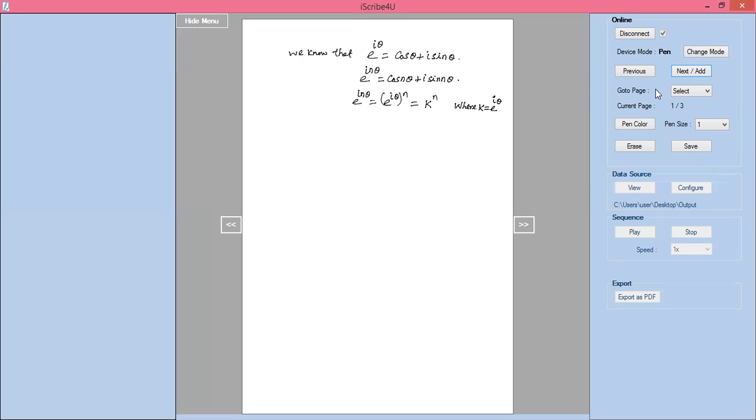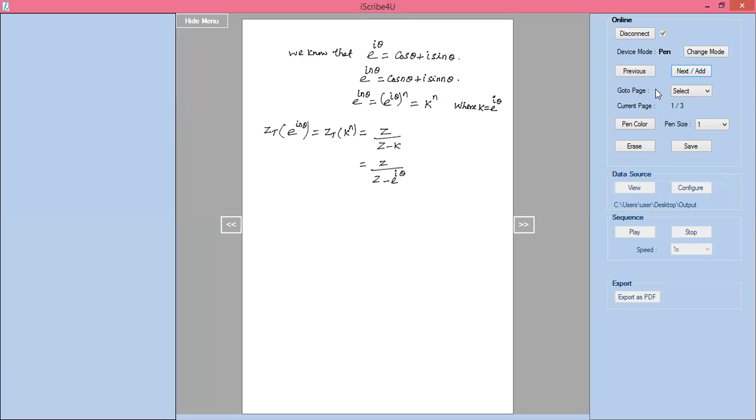Now Z transform of e power i n theta only I am writing. Already I told that the Z transform of k power n is nothing but z divided by z minus k. This is the formula. Now in the place of k, it is z divided by z minus e power i theta. What is that e power i theta? Already I told that e power i theta is nothing but cos theta plus i sin theta.